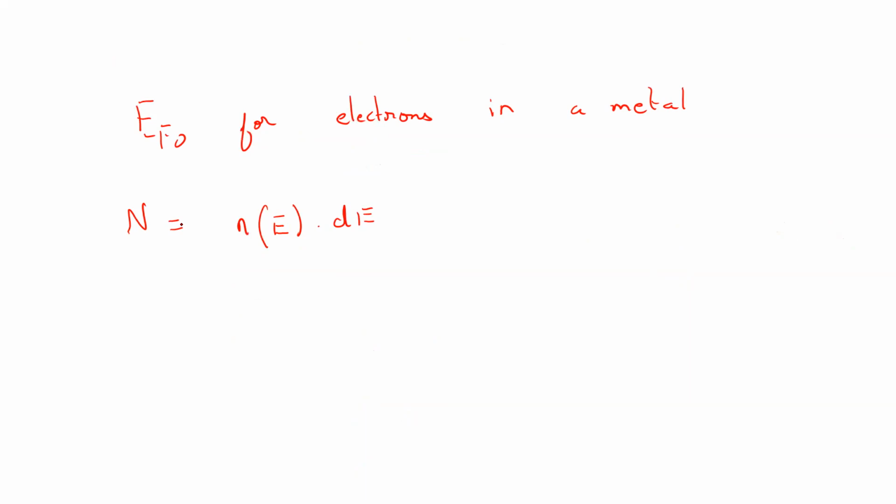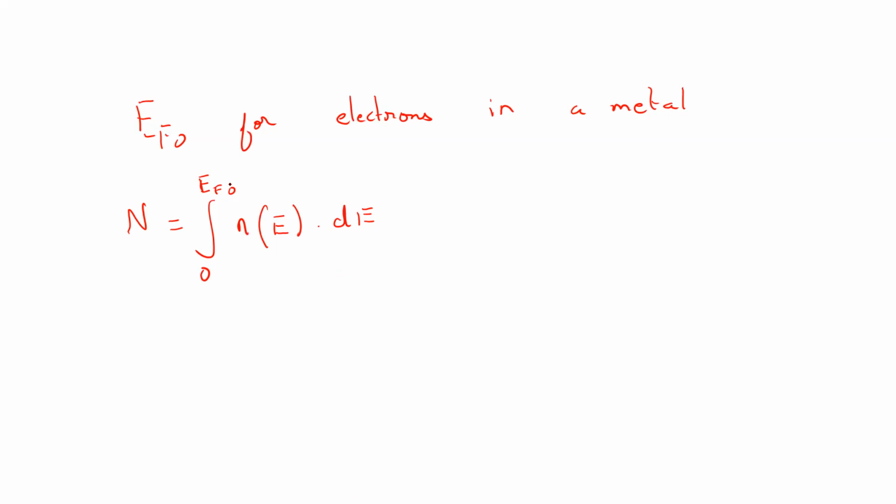So the total number of electrons will be the integration of the number of electrons in a small energy interval dE, integrated from 0 to EFO. That is the Fermi energy level, where the occupation index is 1. Okay, so the occupation index is 1.